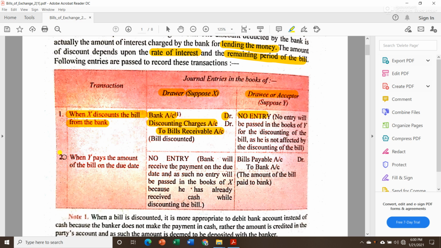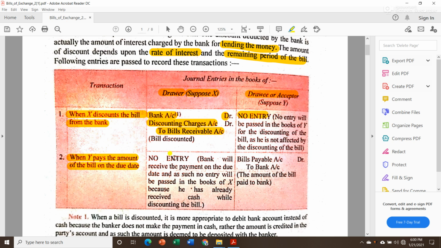Okay, then next, when Y pays the amount of the bill on the due date, means after Mr. X had discounted the bill from the bank, surely there will be one maturity date, and discounting the bill means taking out the money before the due date. So this transaction is over. Then when the due date comes, there will be another transaction, which is that Y will pay the amount of the bill on the due date.